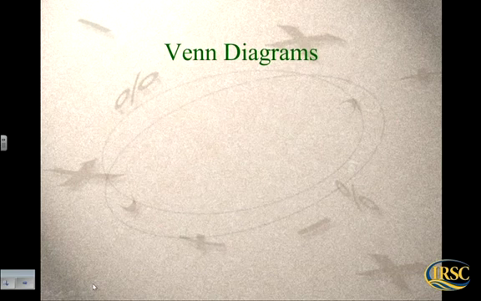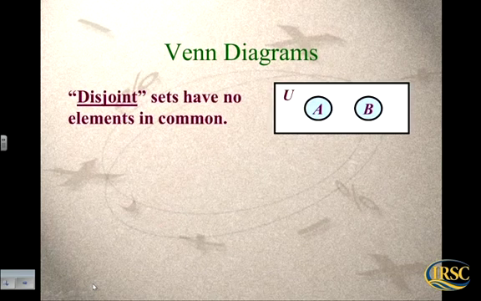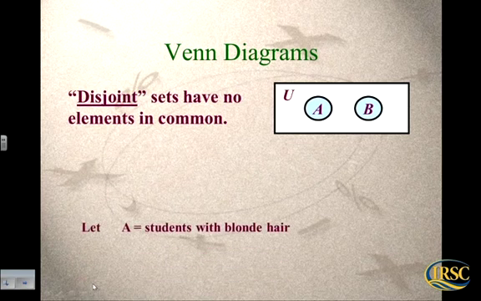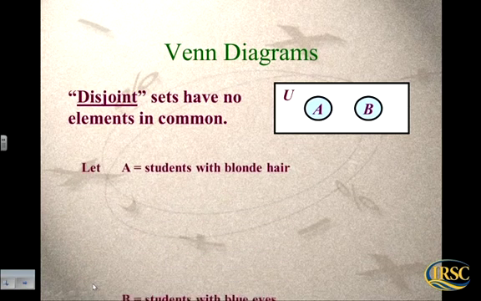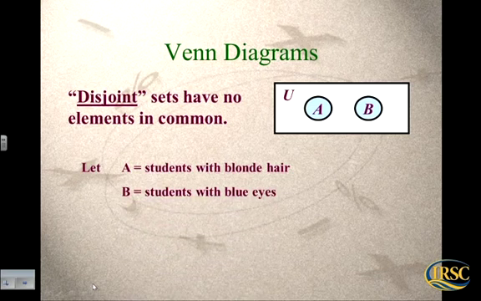All right, we can represent these scenarios with Venn diagrams. So disjoint sets have no elements in common. So your fill in the blank there is disjoint. And what I'd like you to do is just at the top of your handout, write set A is the students with blonde hair, and set B is the students with blue eyes. So not in the space, just at the very top, write those 2 sets. Because we're going to repeat these sets for every single example on your handout. So just write them once at the top.